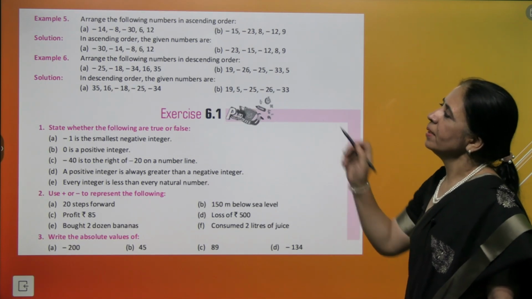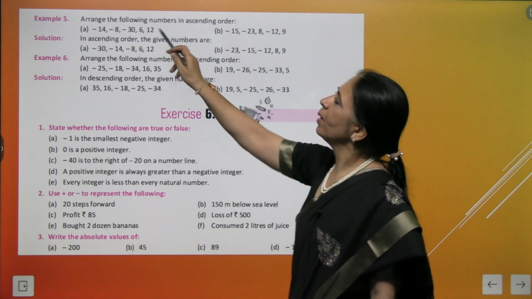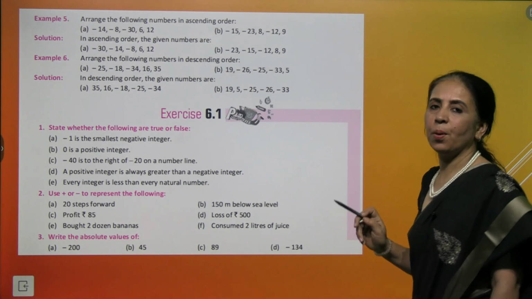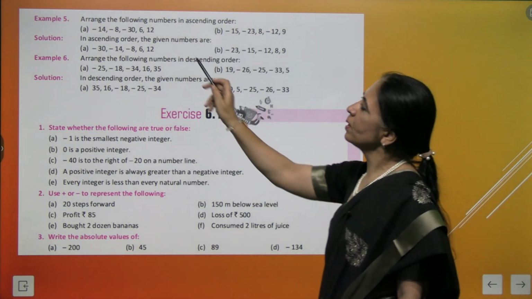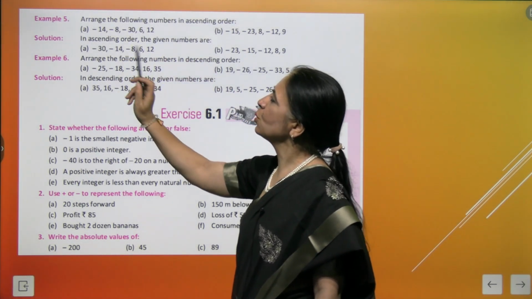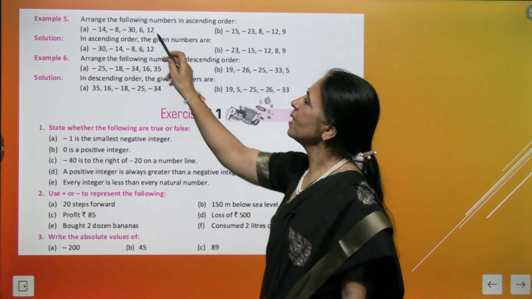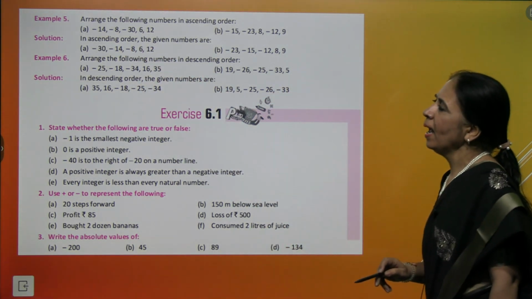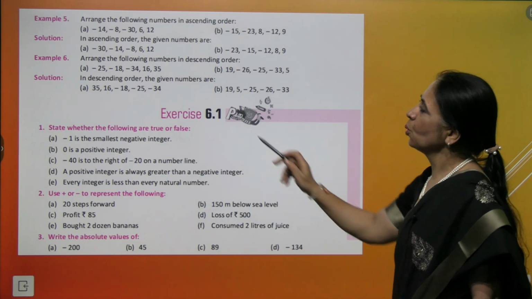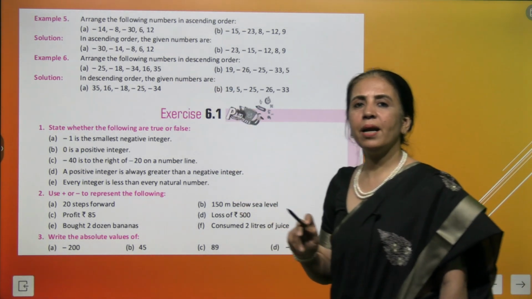Got it? And after that we have to arrange the numbers in ascending order. तो हमने यहाँ ऑब्जर्व किया कि -30 सबसे छोटा है, उसके बाद -14, then we get -8, then 6, and 12. Got it? And the next question is to arrange the numbers in descending order.